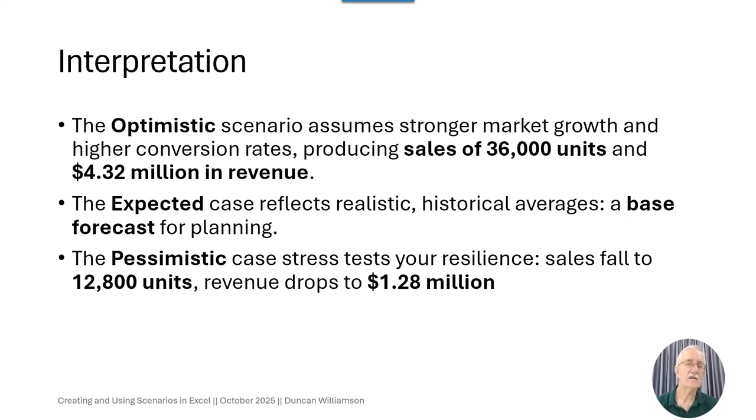The optimistic scenario assumes stronger market growth and higher conversion rates, producing sales of 36,000 units and 4.32 million in revenue. The expected case reflects realistic historical averages, a base forecast for planning, and the pessimistic case stress tests your resilience, where sales fall to 12,800 units and revenue drops to 1.28 million.